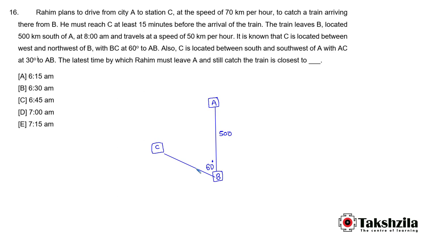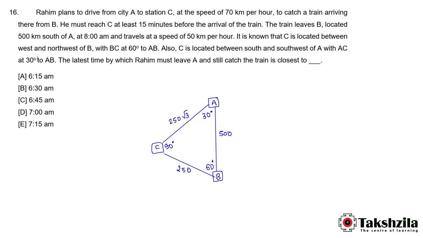After that, also C is located between south and southwest of city A. Yes, the diagram is correct. The angle between AC and AB is 30 degree. It means this angle becomes 90 degree, so it is a right angle triangle. In this right angle triangle, hypotenuse is 500, so side opposite to 30 degree becomes half, that is 250 kilometers, and side opposite to 60 degree will become root 3 by 2 into hypotenuse, that is 250 into root 3.